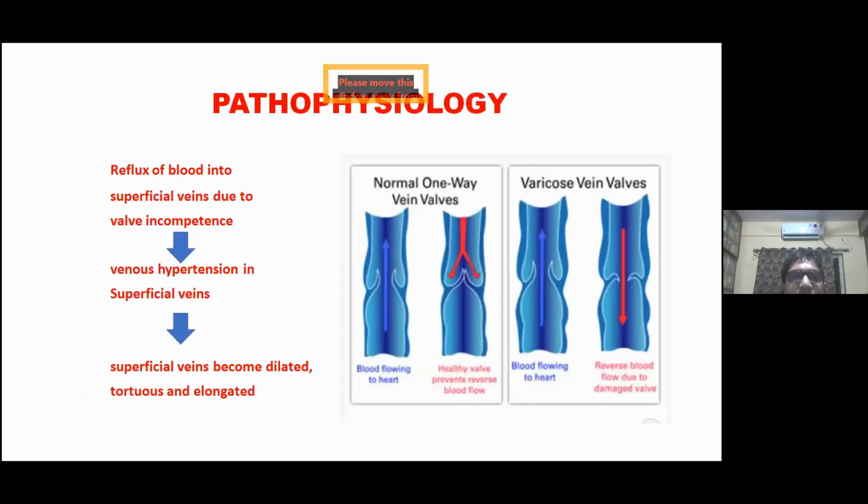This is the pathophysiology: reflux of blood into superficial veins due to valve incompetence, venous hypertension in superficial veins. Superficial veins become dilated, tortuous, elongated.